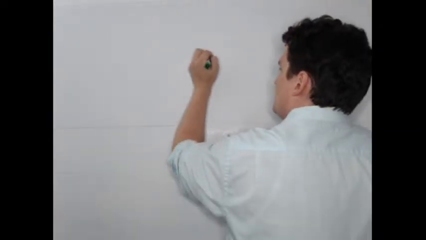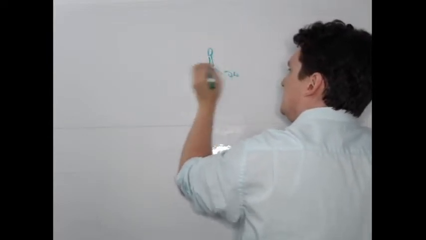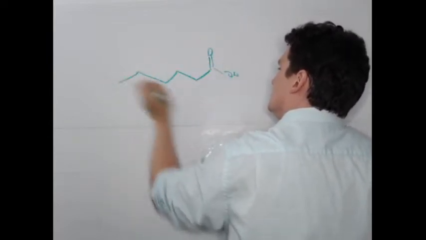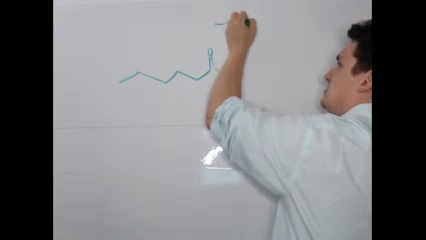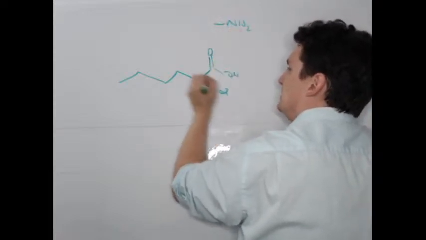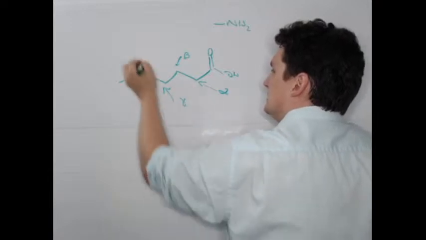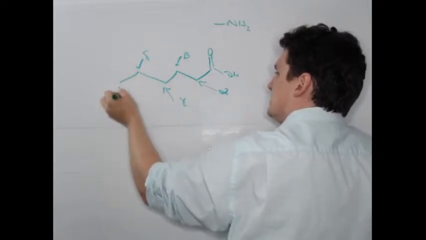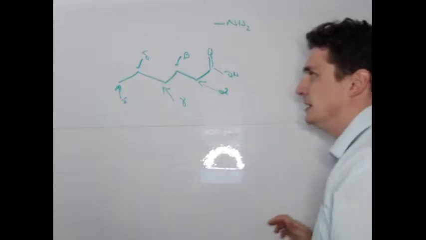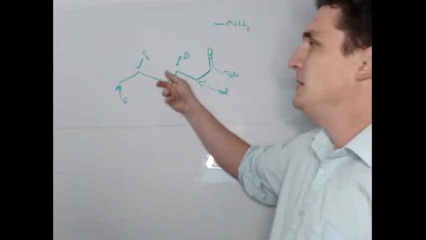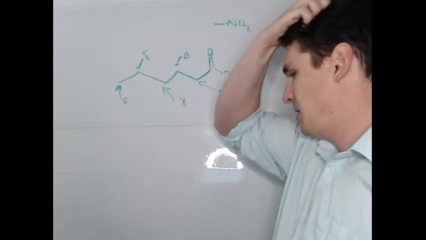So if we have some carboxylic acid amine, and we're going to add some NH2 group to it, if it's added here, it's an alpha. If it's added here, it's a beta. Alpha, beta, gamma, delta, epsilon, and so forth. So the alpha beta is just how far away it is from the carboxylic acid.